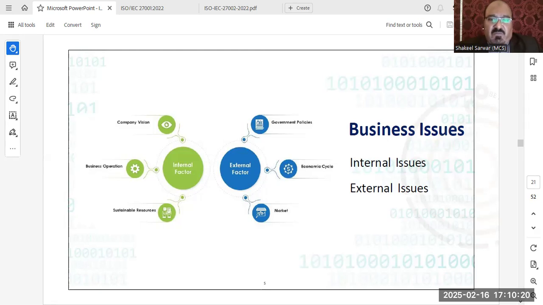So, in the context of ISO 27001, issues refer to internal and external factors that could affect the organization's ability to achieve its information security objectives. These issues can influence the design, implementation, and effectiveness of the information security management system. ISO 27001 requires organizations to identify and address these issues during the initial stage of ISMS implementation to ensure the system is resilient and aligned with the organization's environment.